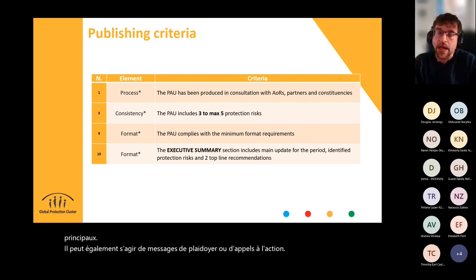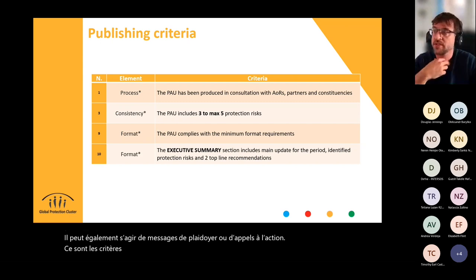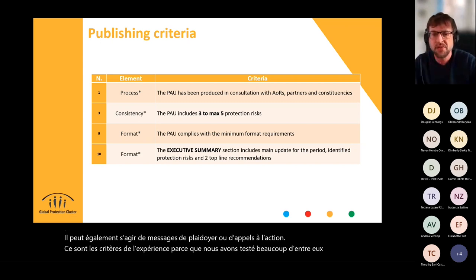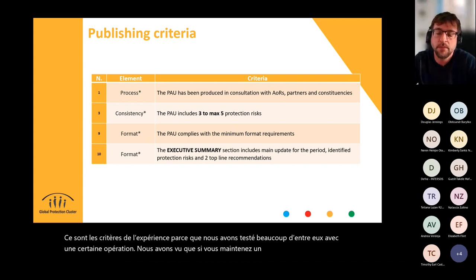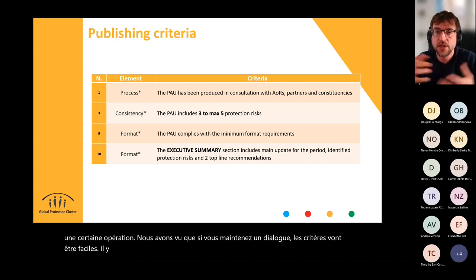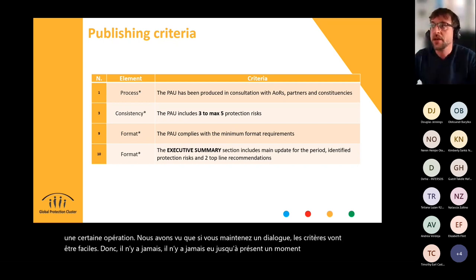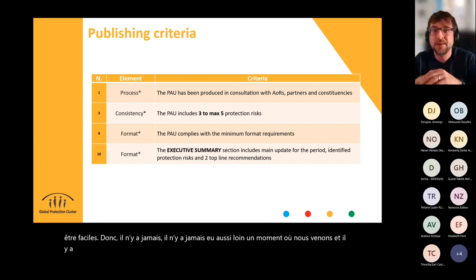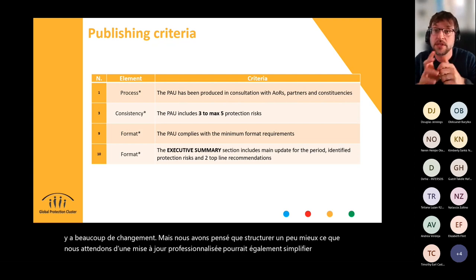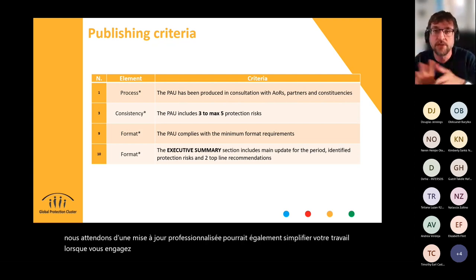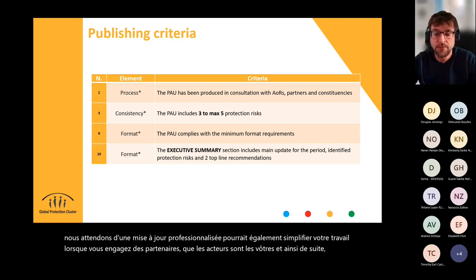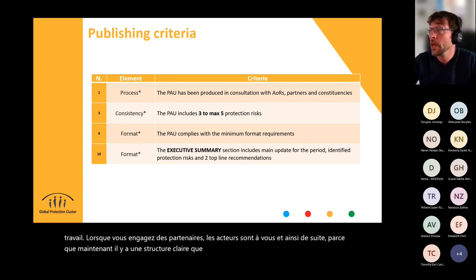Those are the criteria. In our experience, because we have been testing many of these with some operations, we have seen that if you maintain a dialogue, the criteria come easily. There has never been a moment so far in which we came and there was a lot of change. But we thought that structuring a bit better what we expect in a protection analysis update might also simplify your work when you engage partners, actors, AoRs and so on, because now there is a clearer structure that you have to feed the analysis into.